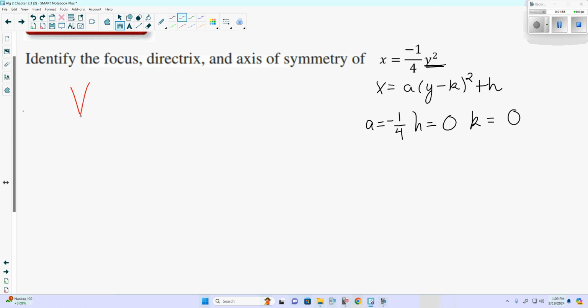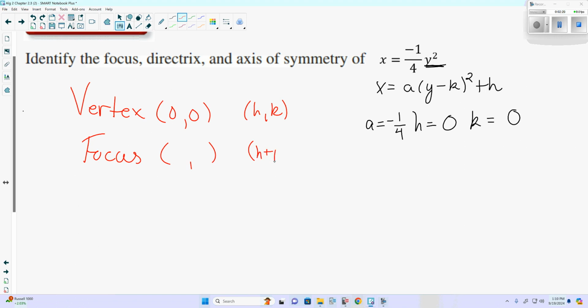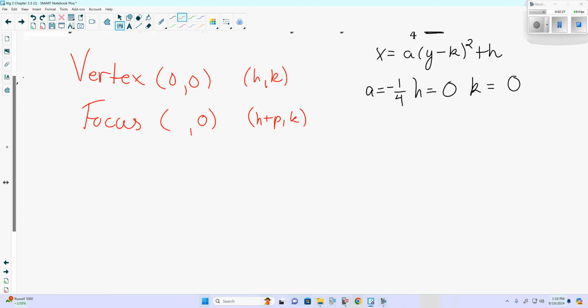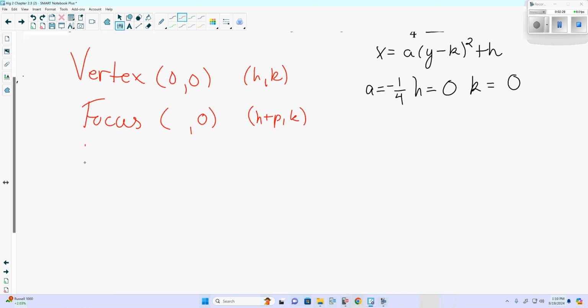Now I didn't ask for the vertex, but we can go on and get it. Vertex is the point h comma k. What is both h and k? 0, 0. So 0, 0. Focus. Now for x equals, our focus is the point h plus p comma k. Well, k is 0. We haven't found the value of p yet, so we'll leave it for now.